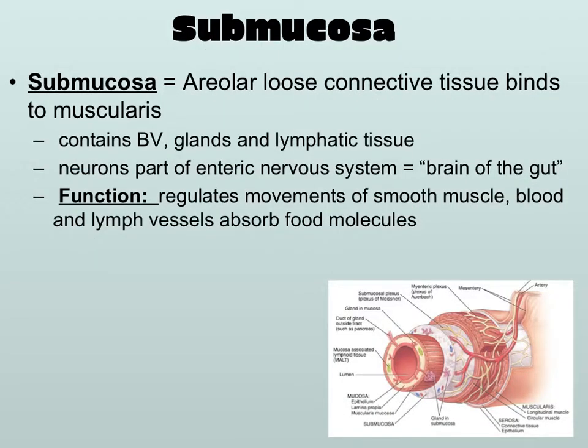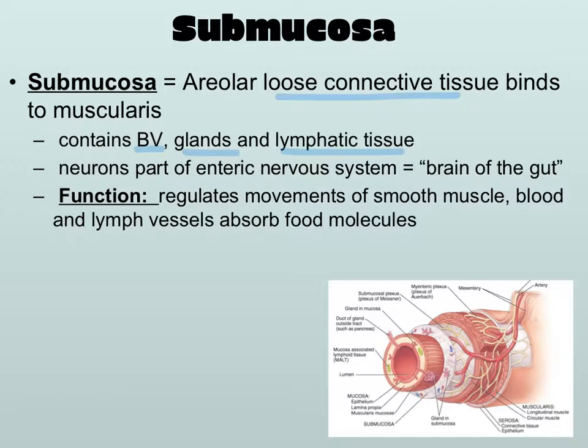As we continue lumen outward, we started with the mucosa, and then beyond that is the submucosa, which we can think of as underneath the mucosa. But really it's more accurate to think of it as being outside of the mucosa. And this is a layer of loose connective tissue that binds to that muscularis layer. And it has a lot of important things like blood vessels, glands, and lymph tissue.